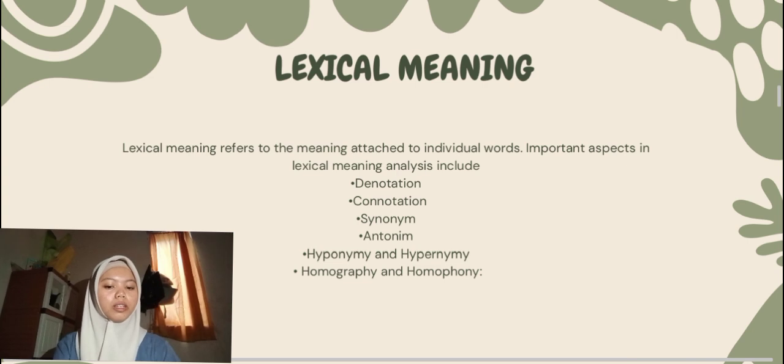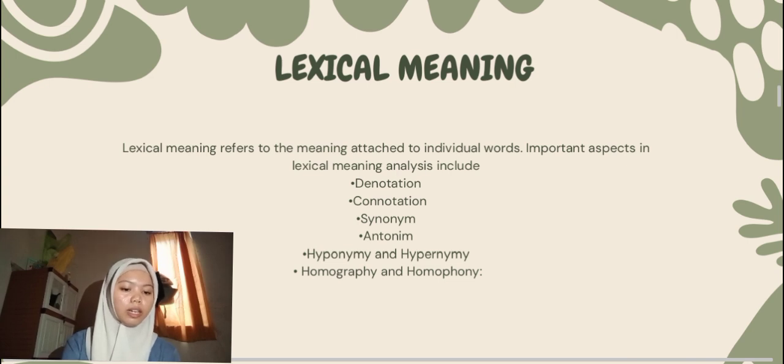And the next, hypernym is a more general term. Example, mammal. And the next, homograph and homophones. Homographs are words spelled the same but have different meanings. An example, bank: financial institution, and river bank. The next, homophones are words pronounced the same but have different spellings and meanings. For example, sea and see.